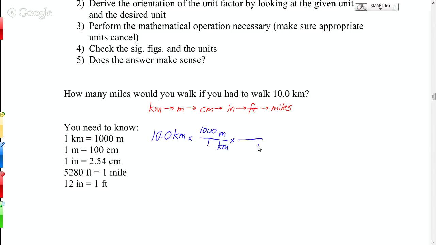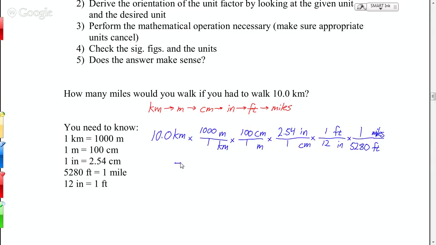Our next step then is to go from meters to centimeters. And our unit factor tells us there's 100 centimeters in a meter. Then we're going to go from centimeters to inches. Then we're going to go from inches to feet, 12 inches in 1 foot. And then we're going to go from feet to miles. There are 5,280 feet in 1 mile.